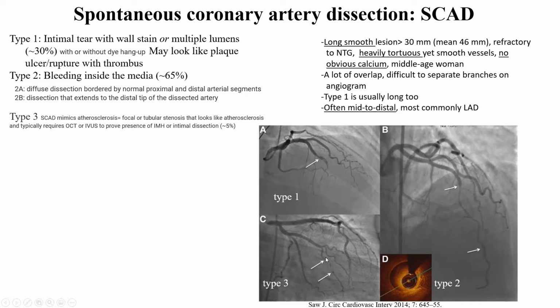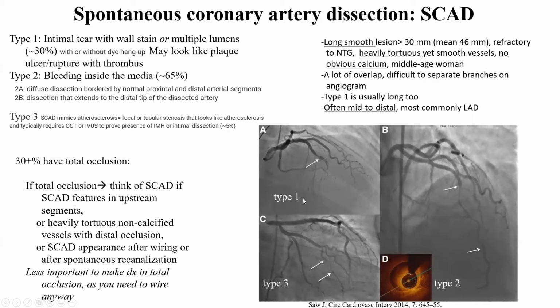Type 3, what makes you think of type 3? In somebody with a stenosis like this, why would you think of SCAD rather than atherosclerotic stenosis? It's those other features. Context, middle-aged women, peripheral fibromuscular dysplasia, and especially, and that's always very important for me, those very heavily tortuous vessels with a lot of overlap and no calcium. Those ideas support SCAD, even SCAD 3. SCAD 3, the only thing, it's not long, but it has those other ideas that favor it. But before making a diagnosis of type 3, you need intracoronary imaging.